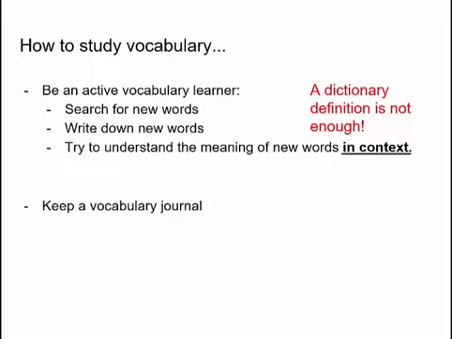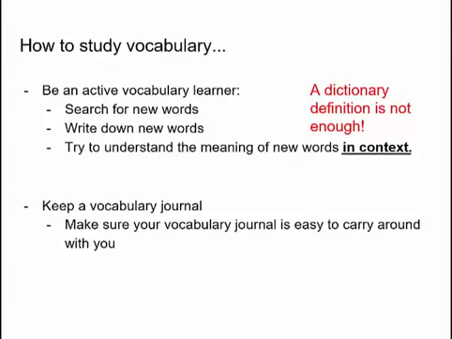Now, to your vocabulary journal. Your vocabulary journal is a critical piece, a very important piece of your vocabulary study. Let's talk about it a little bit. Your vocabulary journal is something you need to take with you all the time. As you're studying for the IELTS, your journal should be with you at all times. So you need to make sure it's something that's easy for you to carry around with you.